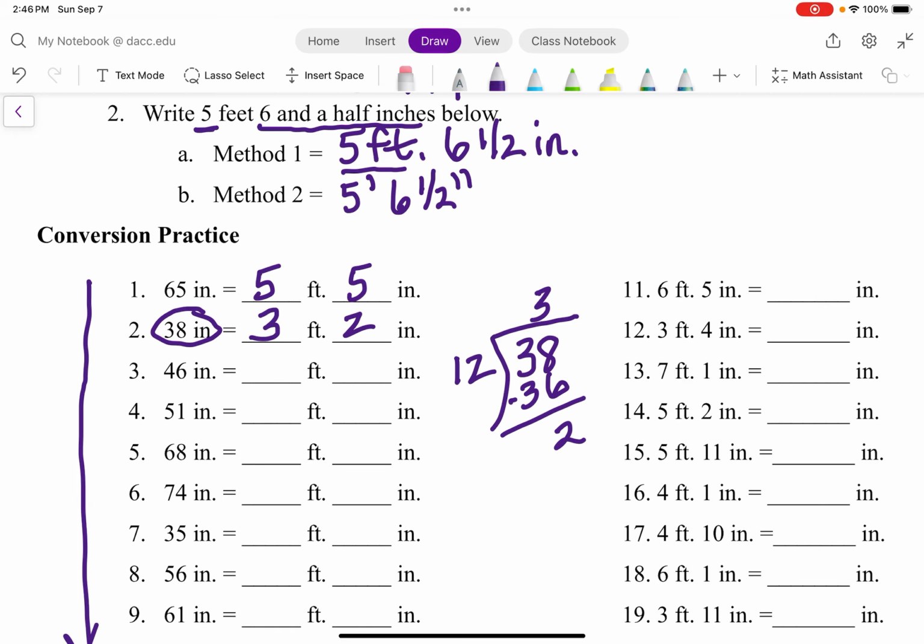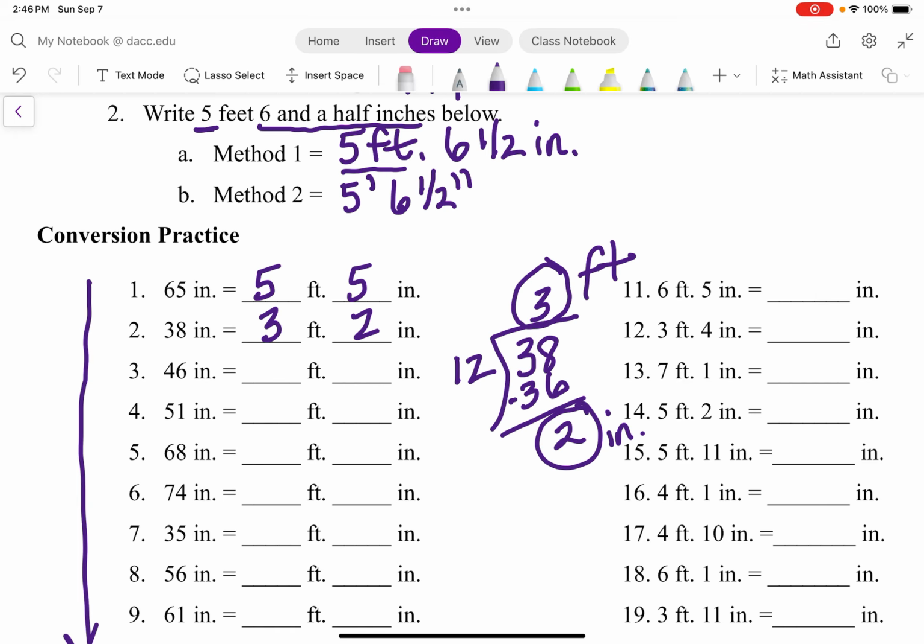Remember the top number then would be feet. So we have the 3 feet. I'm just going to erase this here again. So 3 feet. And what do we have remaining? 2. So that's 2 inches. Okay, 38 inches is 3 feet, 2 inches. So hopefully this way is helping you, because everybody's mind works a little bit different with math. So hopefully this is helpful.